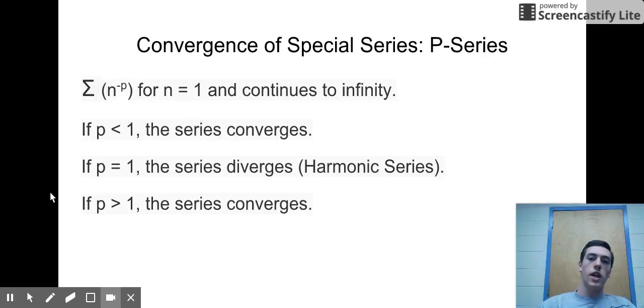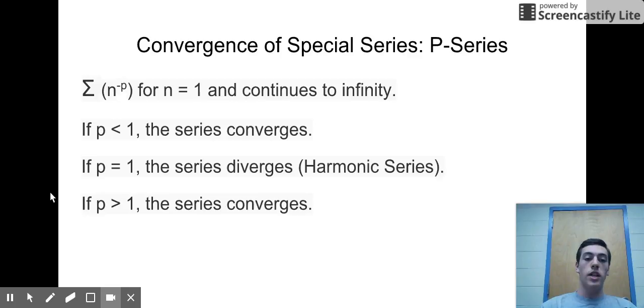So here's how you determine the convergence of a p-series. If it is the sum from n equals 1 to infinity of n to the negative p, or 1 over n to the p. If p is less than 1, then the series converges. And I don't know why I wrote that. I apologize. That should say diverges. If p is less than 1, the series diverges. If p equals 1, the series diverges.